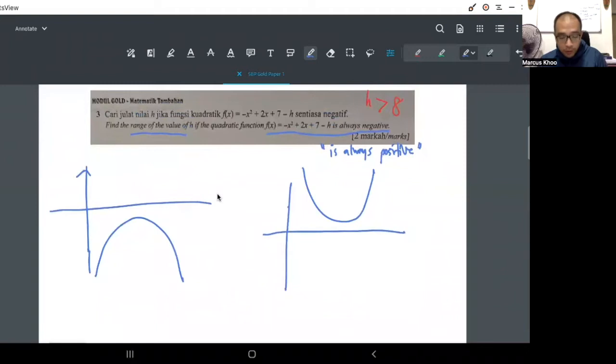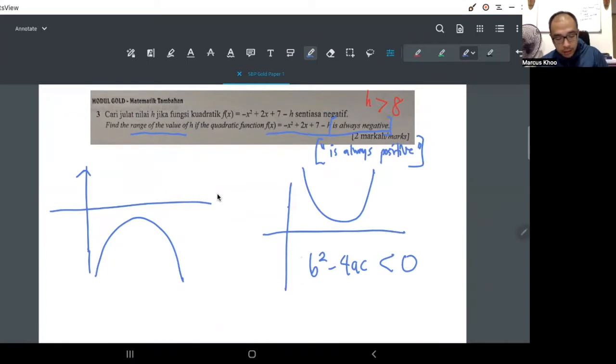This is a very important thing to remember, because this helps us to know that what you are looking for is actually b squared minus 4ac is less than 0. That is what this sentence means. It's always positive or it's always negative. It is a clue to tell you that, oh okay, I must use b squared minus 4ac is less than 0. So you want to do that.